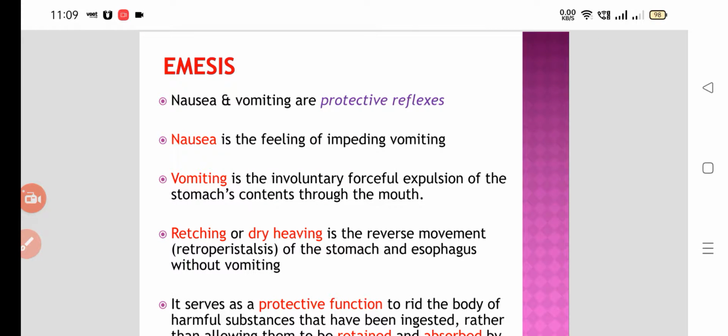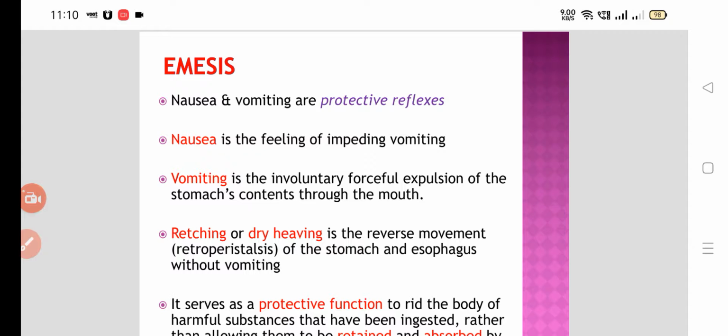Today we are going to talk about emesis or vomiting. Nausea and vomiting are protective reflexes. They protect our body by ejecting harmful substances from the body. Now, what is nausea? Nausea is a feeling of impending vomiting. It is the phase just before the emesis.